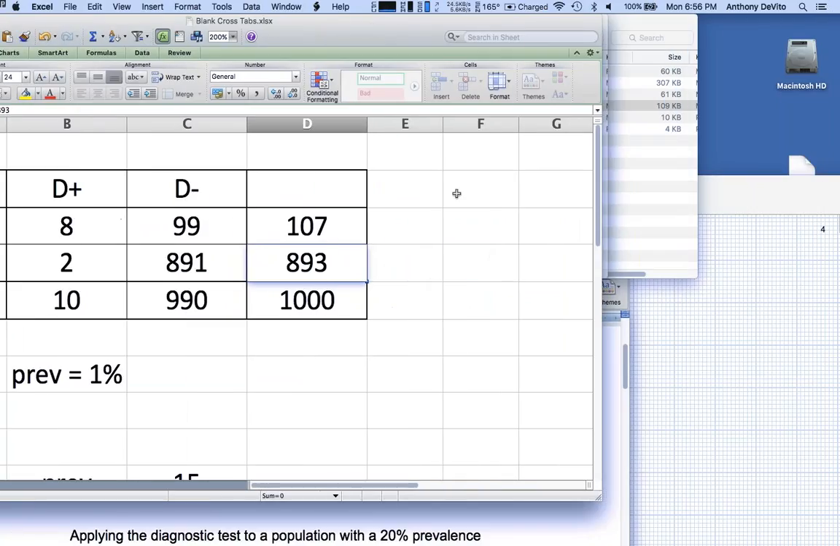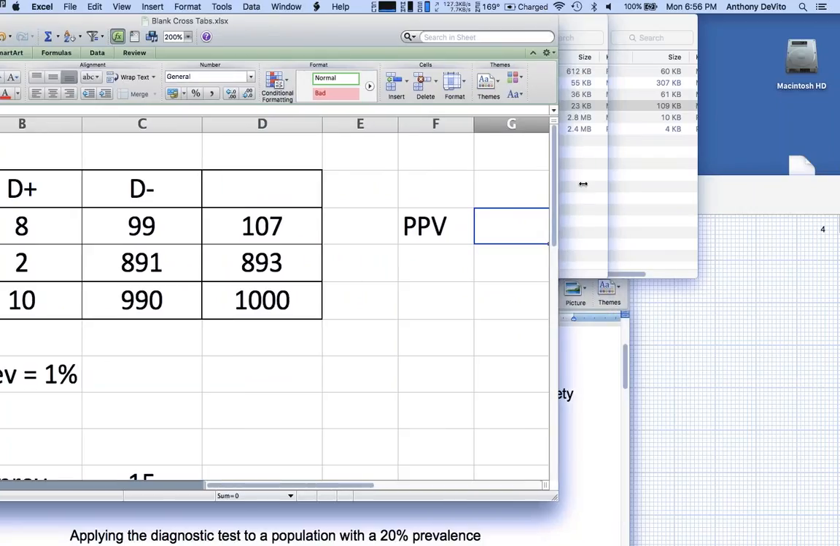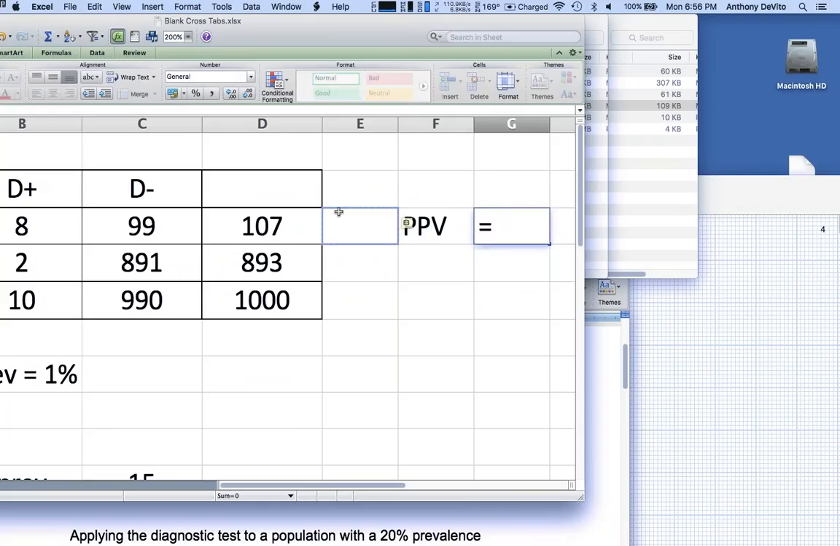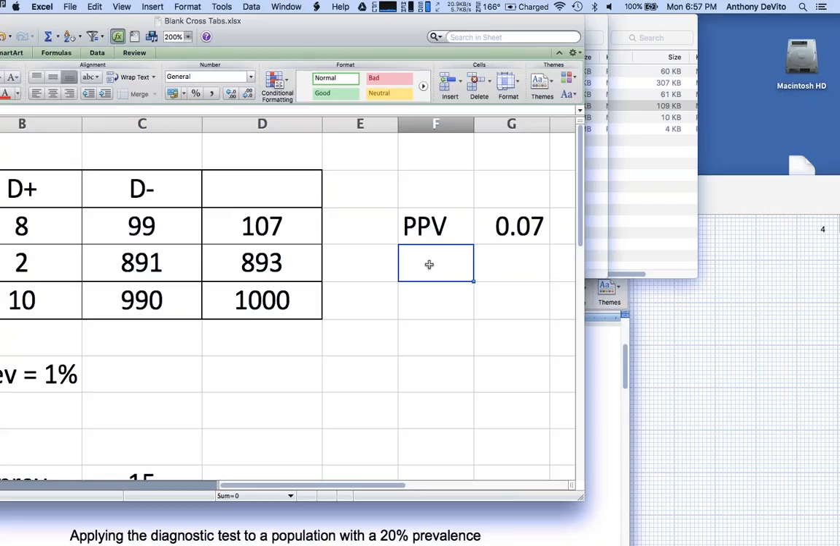Okay, so now let's calculate our positive predictive value. What's it going to be equal to? Let me get this a little wider here. Equals, how many? 8? 8 over 107. What's our positive predictive value now? 7%. That hurts, right?